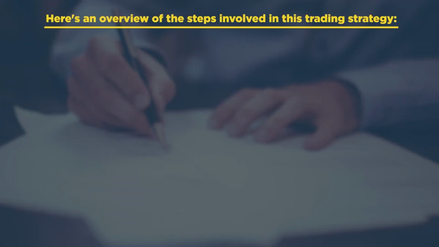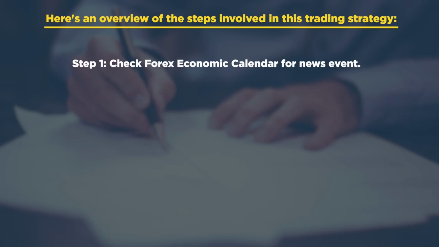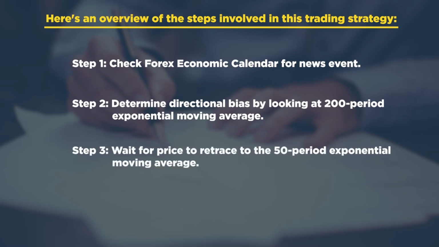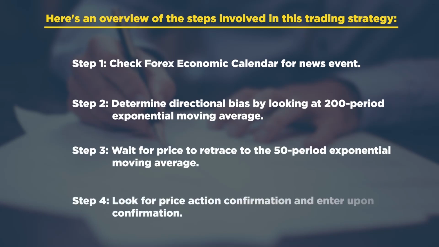Here's an overview of the steps involved in this trading strategy. I will go through each of these steps next, so keep watching to find out the exact things you need to consider. Step number 1. Check Forex economic calendar for news event. Step number 2. Determine directional bias by looking at the 200-period exponential moving average. Step number 3. Wait for price to retrace to the 50-period exponential moving average. And step number 4. Look for price action confirmation and enter upon confirmation.